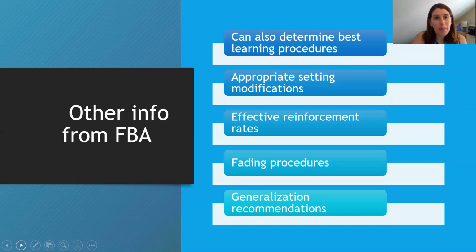It's also really nice to do a comprehensive FBA to not only determine the function of behaviors, but to determine other information. You can also determine best learning procedures. So does your student work best in a small group? Does your student prefer to be in a whole group and just need some modifications? Is discrete trial an effective instructional method for your student? We could also learn appropriate setting modifications, effective reinforcement rates, fading procedures, and generalization recommendations. So an FBA is a pretty comprehensive document that will hopefully not only focus on the functions of behavior, but what we can do to also support the learner in other ways.